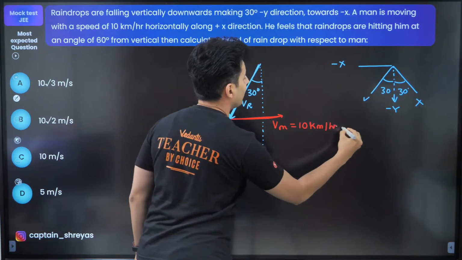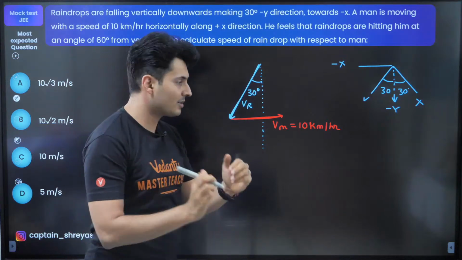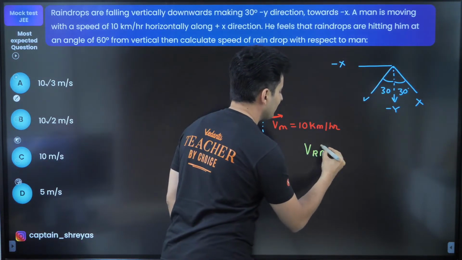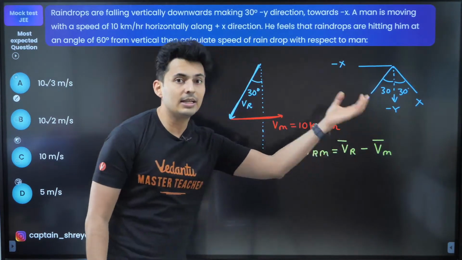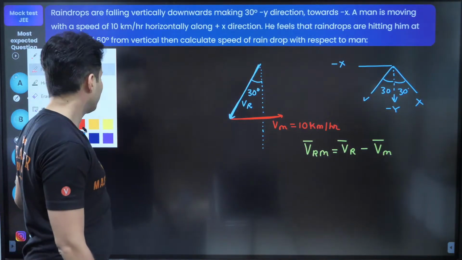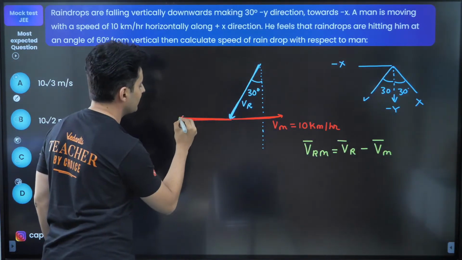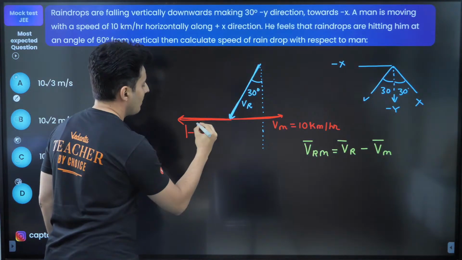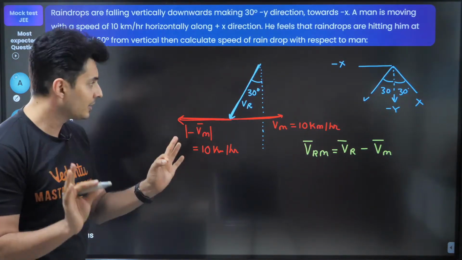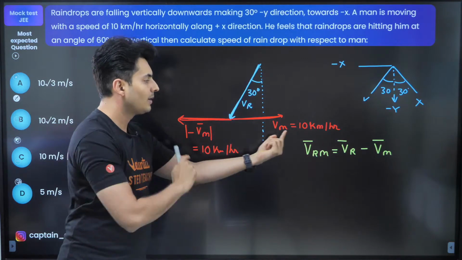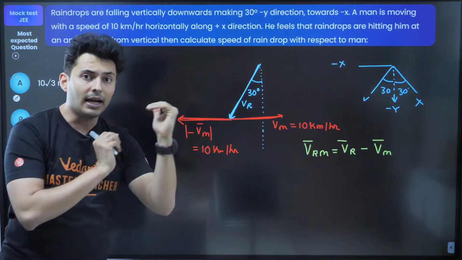Now, if you remember the equation for the velocity of the rain with respect to man, it is the velocity of the rain minus the velocity of the man. It's the negative of the velocity of the man. So I know the velocity of the man is this way. So the negative velocity will be obviously exactly this way. So this is minus Vm, but magnitude wise, it is still going to be 10 kilometers per hour. Just taking this and making it negative. Why? Because you need to do vector subtraction. Whenever you do vector subtraction, you take the negative vector and add it with the previous vector.